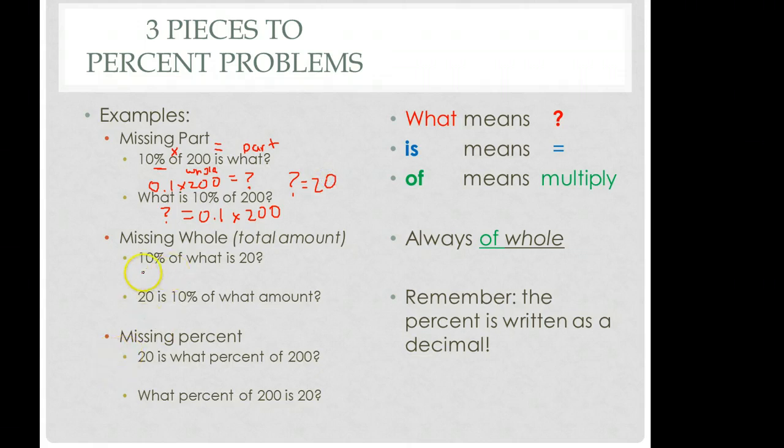Okay, if I'm missing the whole, how do I know I'm missing the whole? Because I always know it's of the whole. So if it says of what, then I know that what I'm missing is the whole. So again, I do my translation. 10% as a decimal is 0.1. Of, because remember I moved the decimal point 2 places to the left, is multiplication. What is a question mark? Is equals, and 20. So 0.1 times what equals 20?